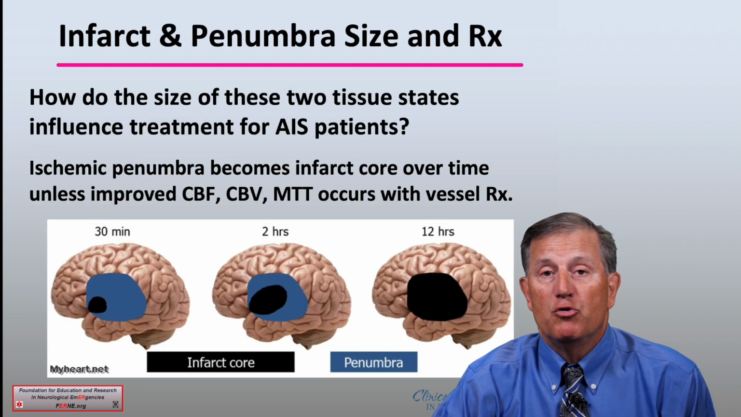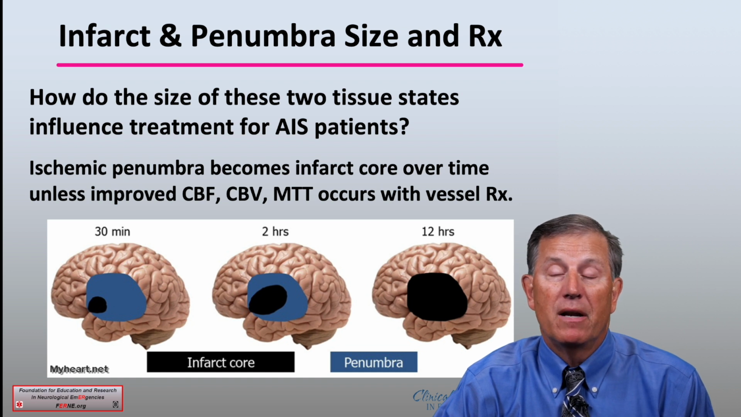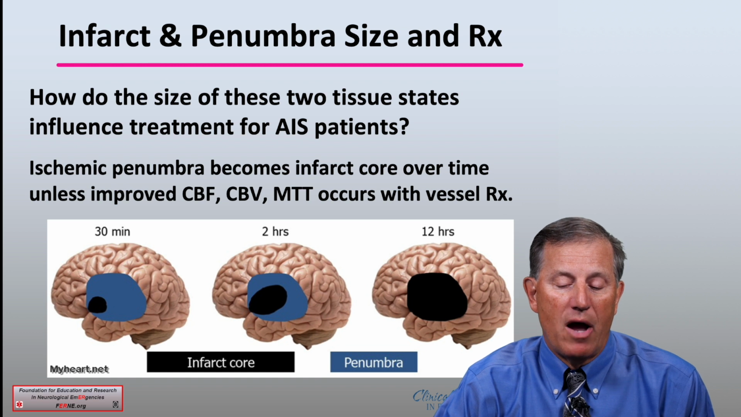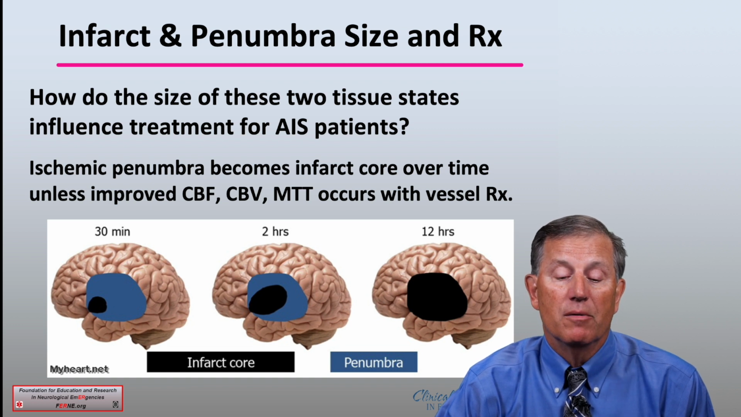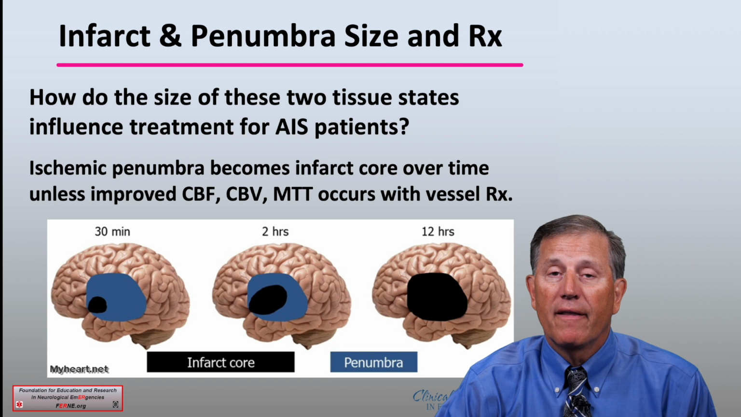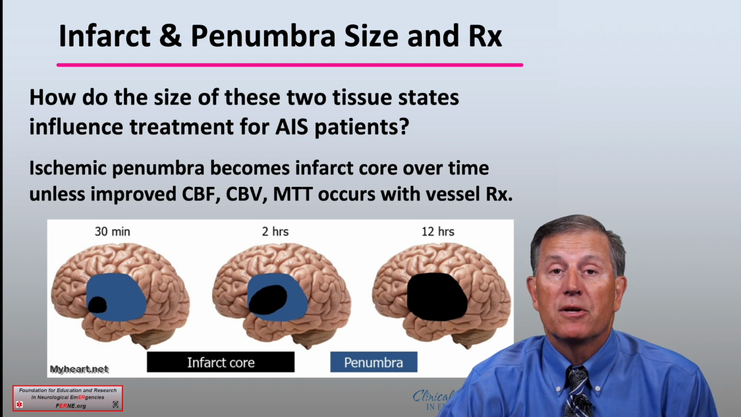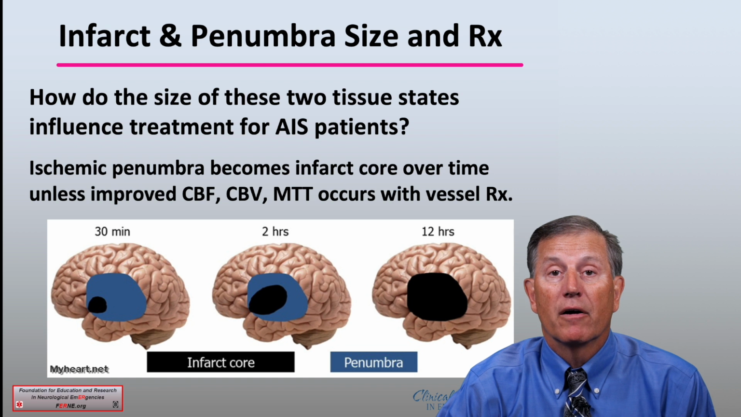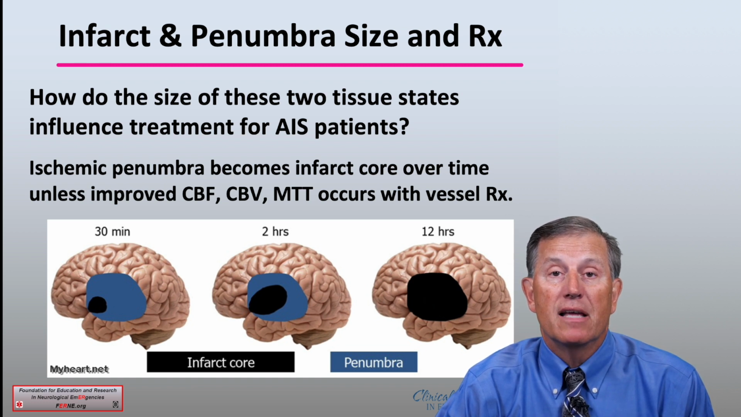So how is the size of these two tissue states, core infarct and ischemic penumbra, how are they related? You can see here in this graphical representation, the core infarct is in black. On the left, a small infarct and a large ischemic penumbra at 30 minutes. And you see at 2 hours, the core grows. And at 12 hours, all of that ischemic penumbra tissue has now become established infarct, and long-term effects will be manifested because of the large volume of the core infarct. If, on the other hand, it is possible to avoid changing that ischemic penumbra into core infarct, and if it is possible to minimize the size of the core infarct, the long-term complications are minimized and the patient has a better outcome when looking at modified Rankin scale at 90 days.